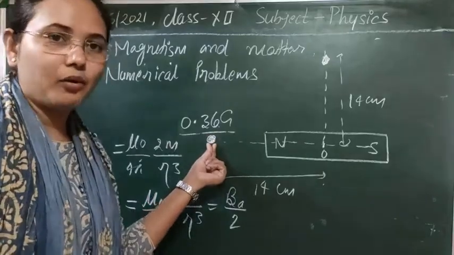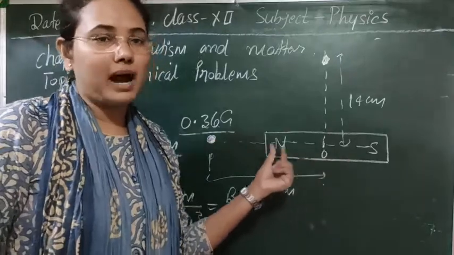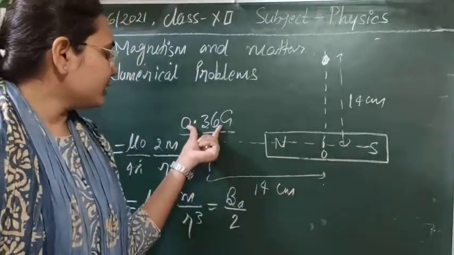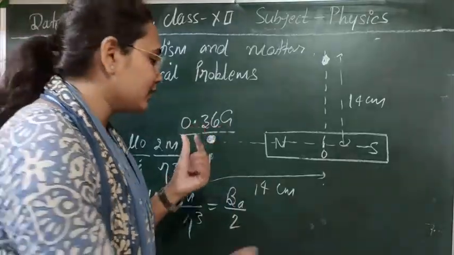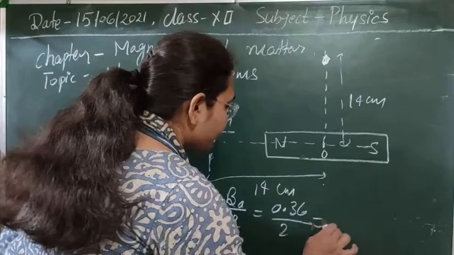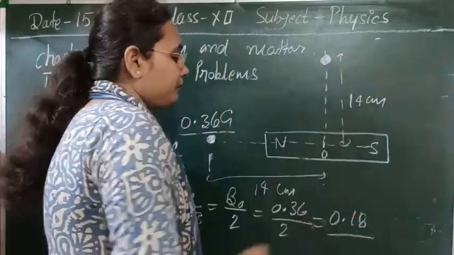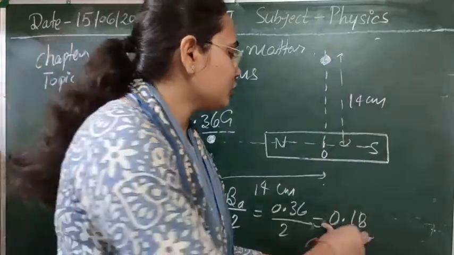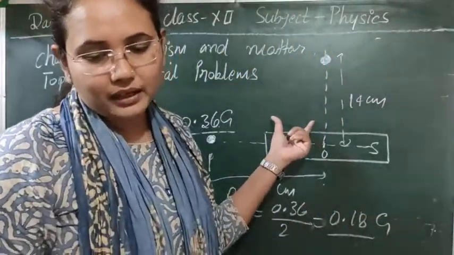As this is a null point, there is no effect of the bar magnet's field at this point, so the total magnetic field here is 0.36 Gauss. This value divided by 2 means at this point the magnetic field will be 0.18 Gauss. This is due to the bar magnet.